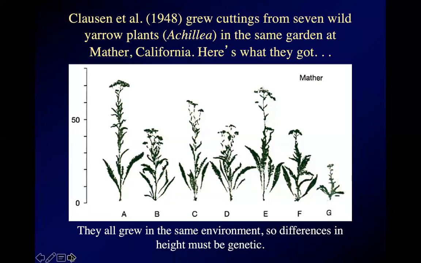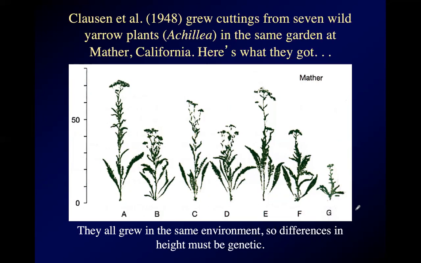Okay, going back in time a little bit to 1948, this was a famous experiment done on a plant called wild yarrow. I'm not sure what species this is, but Achillea millefolium is actually cultivated. You can put it in your salads, and it may have some medicinal properties as well. But here's some wild yarrow. Clausen et al. back in '48 took 7 wild yarrow plants and grew cuttings from them in the same garden at a site in California called Mather. And here's what they got.